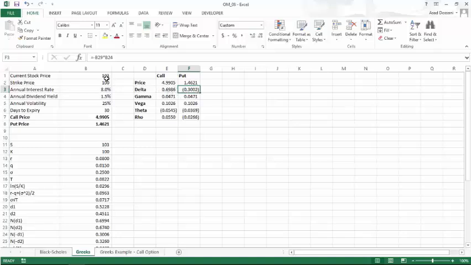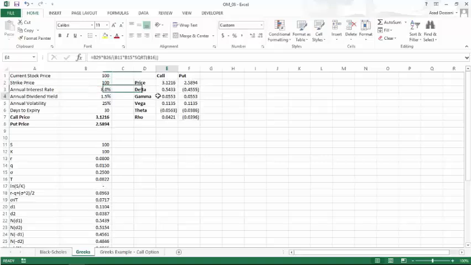Okay? Likewise, if you had a current stock price of 97, now the call is out of the money, so it's gone again towards 0 from 0.5, and the put is now in the money, so it's gone more towards -1. Okay, so you can see how the delta is different depending on whether the option is in the money, at the money, or out of the money.